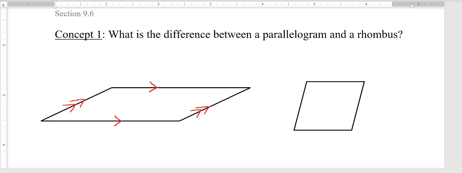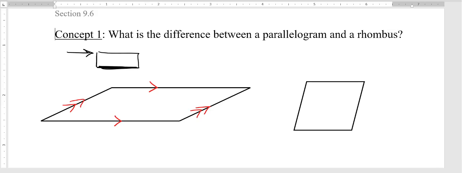Okay, I like to think of it as a rectangle where the base has been glued to the ground, and we've pushed the top corner and made it into a slanted quadrilateral.